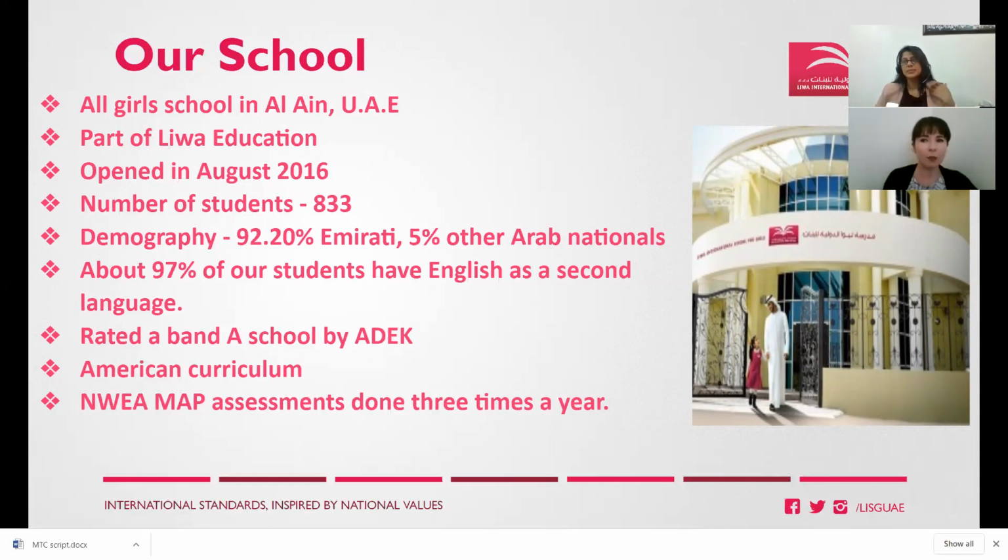We are very proud of ourselves. Within 8 months of opening, we were rated a Band A school by ADEC. We follow the American curriculum, so the Common Core Standards. Part of the assessment tools at our school is that we use NWEA MAP assessments, and they're done 3 times a year.